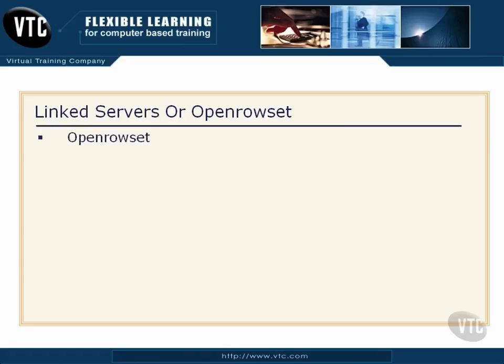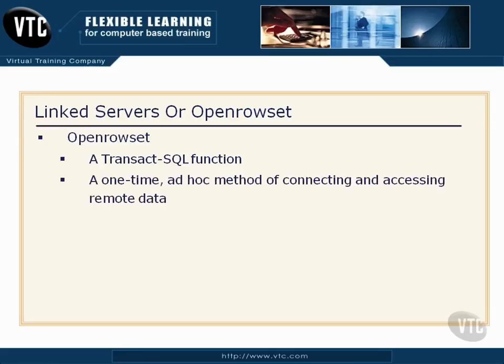Now, let's talk about OPENROWSET. This is a Transact-SQL function. This allows you to write a query and just pass the information, and you're passing connection information, destination information, and all that as part of the query. And this gives you a one-time ad hoc method of connecting to a remote data source and consuming that data. It is a every time you run the query kind of a linked server kind of a thing, okay?